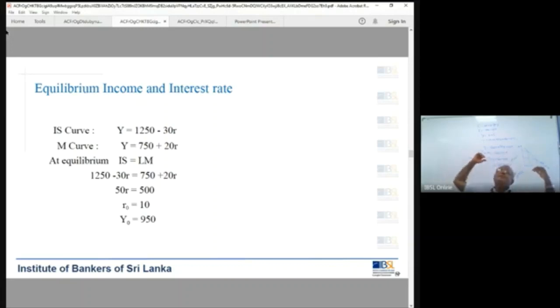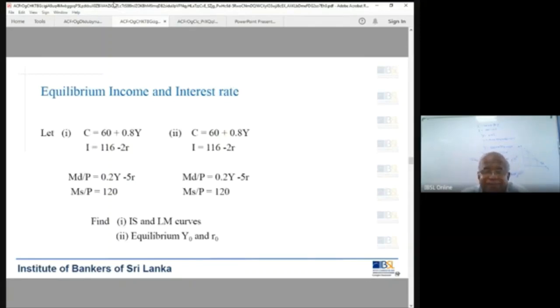Now we discuss mathematically how to draw the IS curve. Mathematically, Y equals C plus I. To draw the LM curve, demand for money equals supply of money. Then by getting two equations, the point of intersection of these two curves indicates the equilibrium rate of interest and income, like demand and supply in microeconomics. Right? Okay.